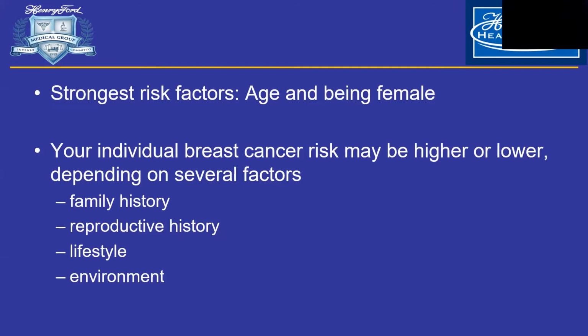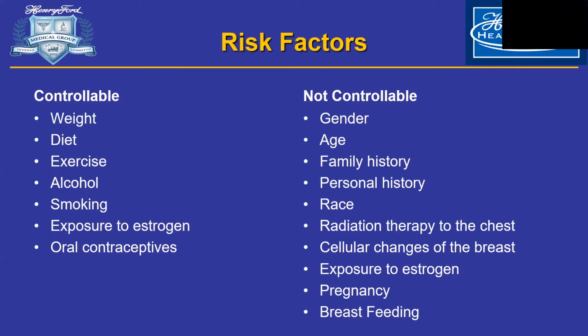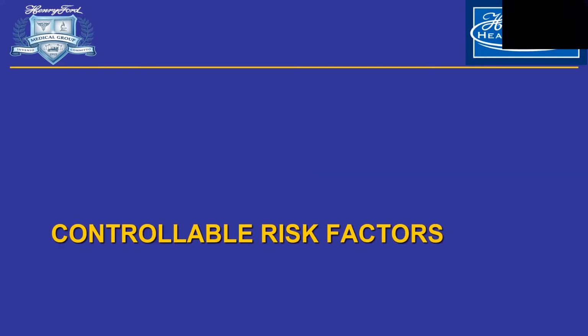So a little bit about risk factors. Obviously, the strongest risk factors are age and being female. Your individual breast cancer risk may actually be higher or lower depending on several other factors: family history, reproductive history, lifestyle factors, and environmental factors. So it's really important to include all of these factors when you're trying to figure out exactly what any individual woman's actual lifetime risk of breast cancer is. When we talk about risk factors, we divide them into controllable and non-controllable risk factors. So first, we're going to talk about controllable risk factors.